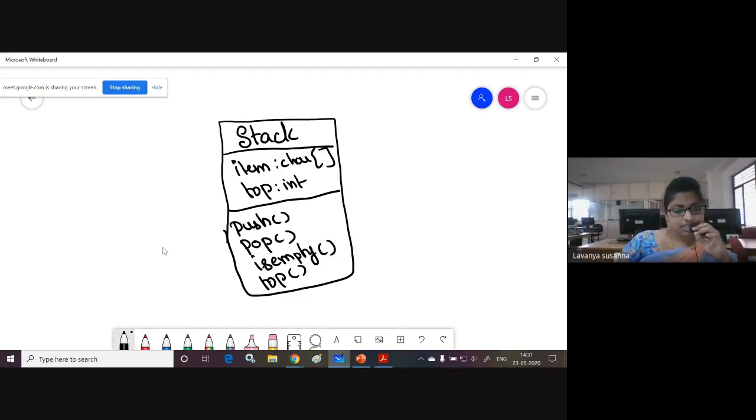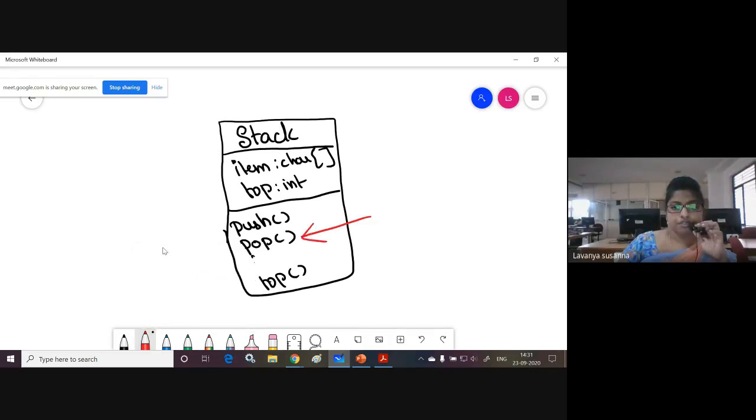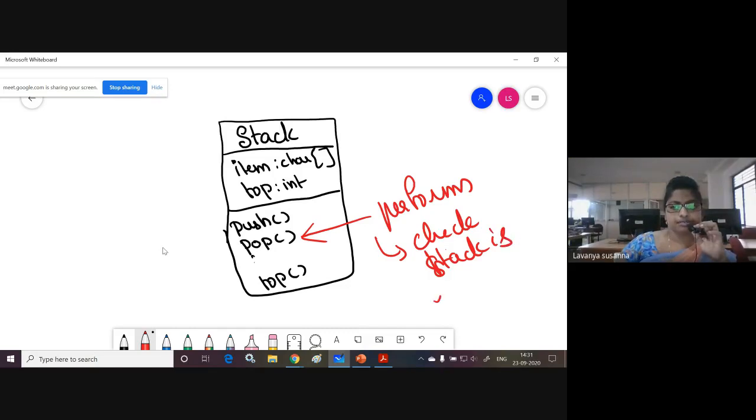While you are designing or identifying these classes, it should be meaningful. For example, you have missed the is empty operation. You didn't identify that operation. What will happen? If you want to perform a pop operation, first what will you do? You need to check whether the stack is empty or not, right?